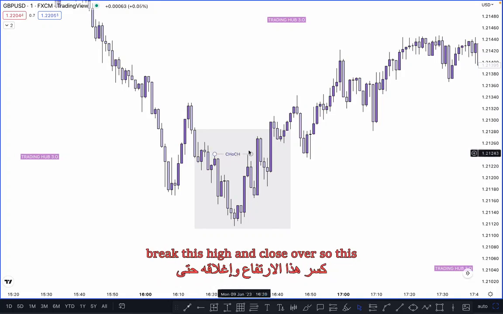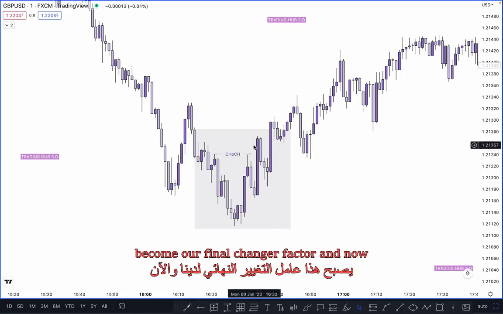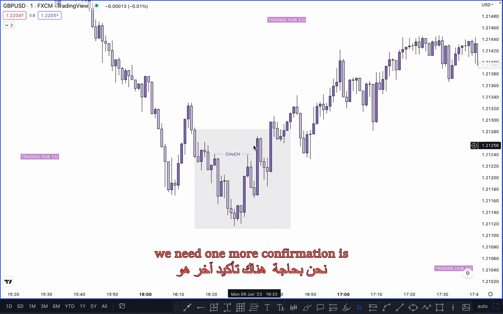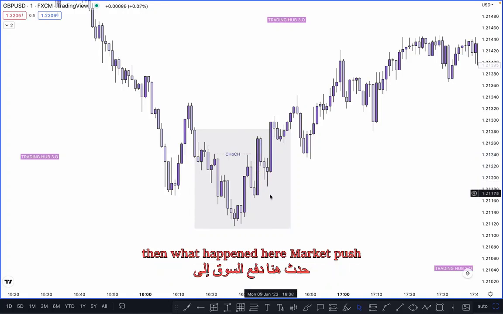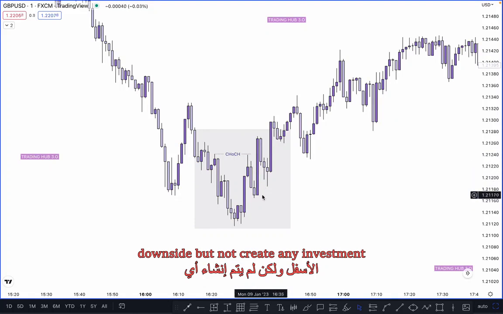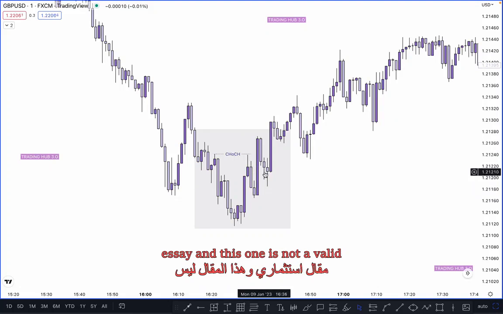So price breaks this high and closes above it. So this becomes our valid change of character, and now we need one more confirmation, which is inducement. If the market has taken out the inducement, definitely we can buy here. Then what happened here? Market pushed downside but did not create any inducement here, and this one is not a valid pullback, as we know.